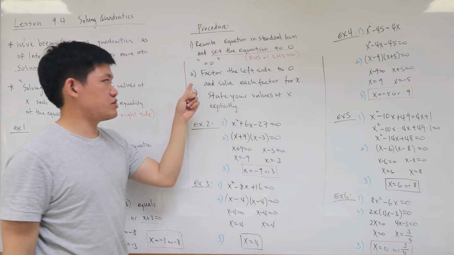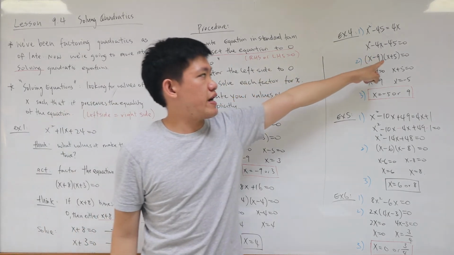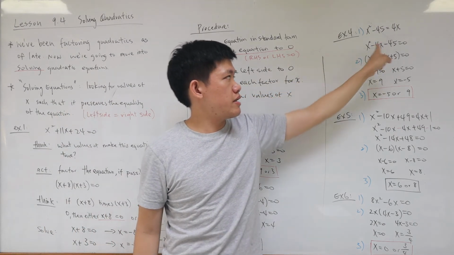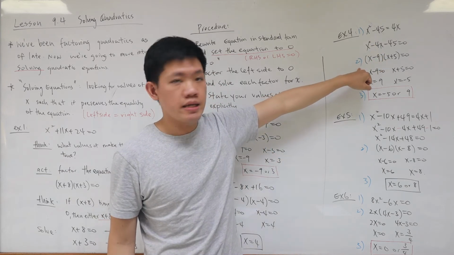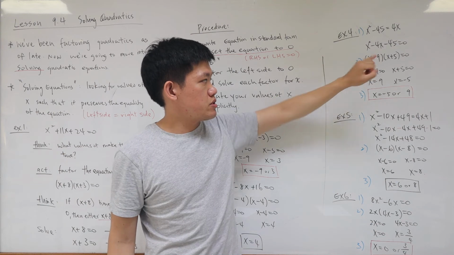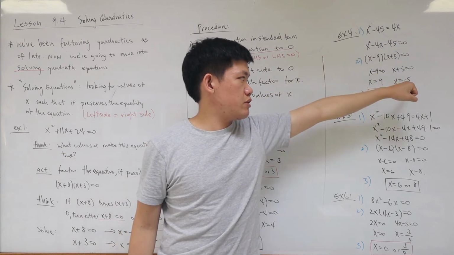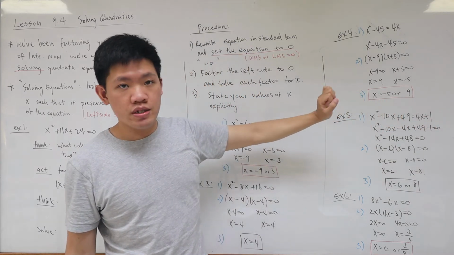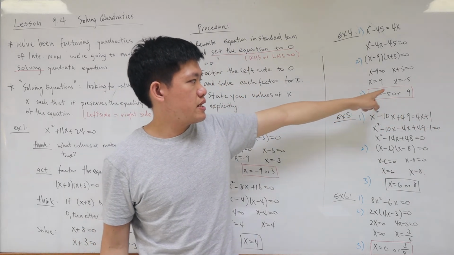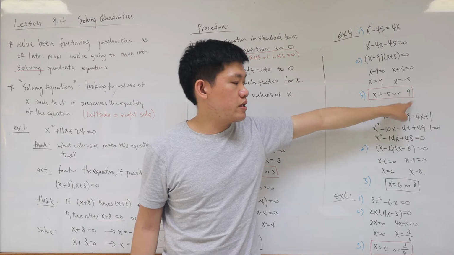And that satisfies step number 1, because it's in standard form and it's equal to 0. Now we move on to step number 2, which is to factor that. So we factor x² - 4x - 45 = 0. We end up with (x - 9)(x + 5), and that's equal to 0. So we solve for those individually. We end up with x = 9, x = -5. That means the solution to this particular problem is x = -5 or 9.